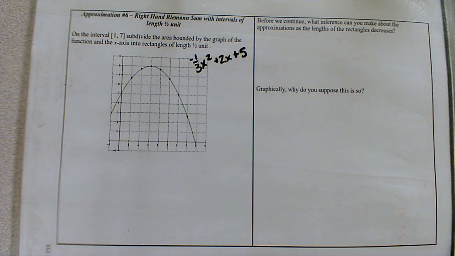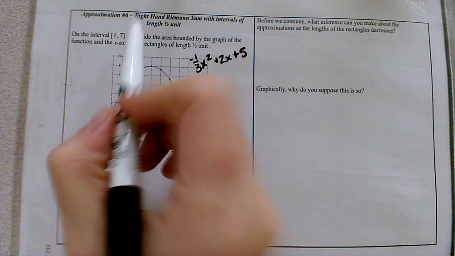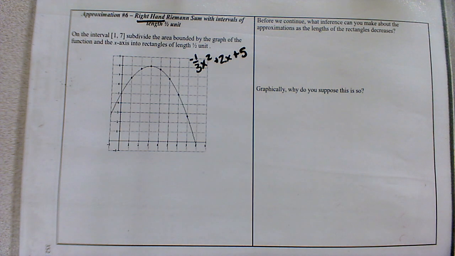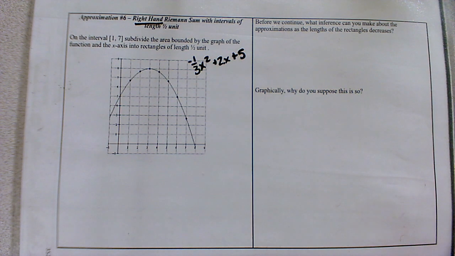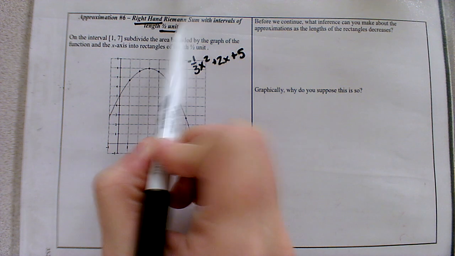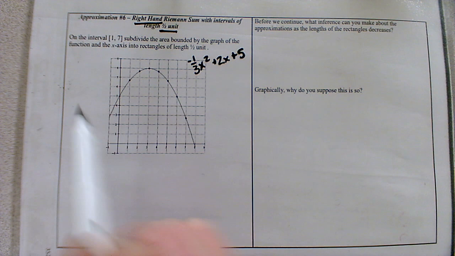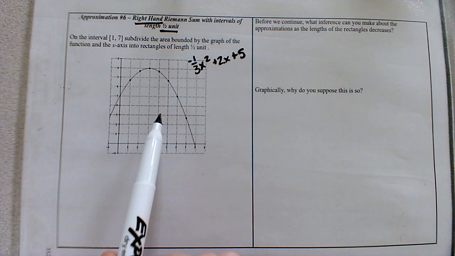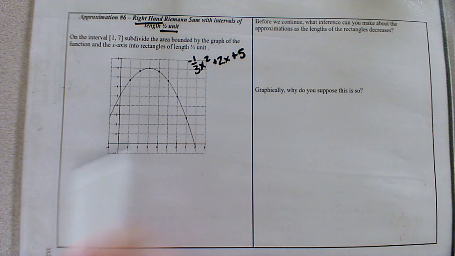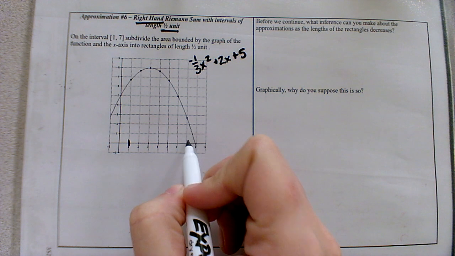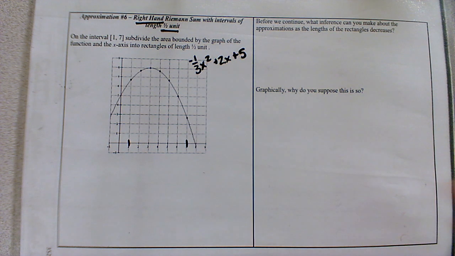So on page 352, we're going to take a look at another example of our right-hand Riemann sum calculations. In this case, we're going to get a little bit more specific and use a half-unit interval. So we're going to let these rectangles get even smaller in this example. We're still using the same upside-down parabola and the same interval from 1 to 7. This time, though, we're going to count by a half to get our base length on each rectangle.